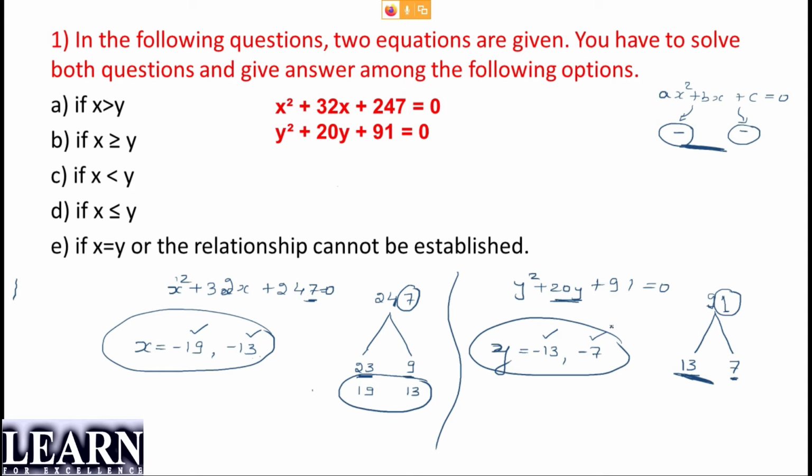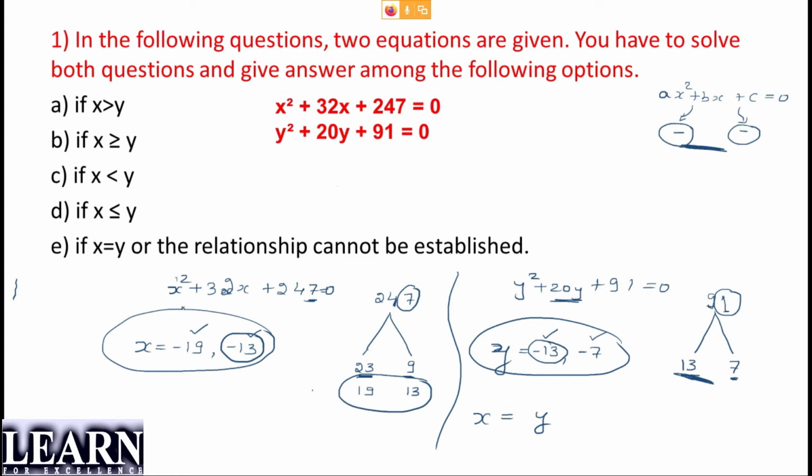Now you need to find out the relation. Yes, guys, how to find out the relation? Yes, here from this I can say this is minus 13 and this is also minus 13. So I can say x is equal to y in the first case. Clear? So one value talks about x is equal to y.